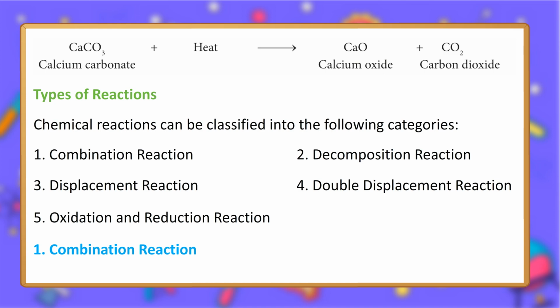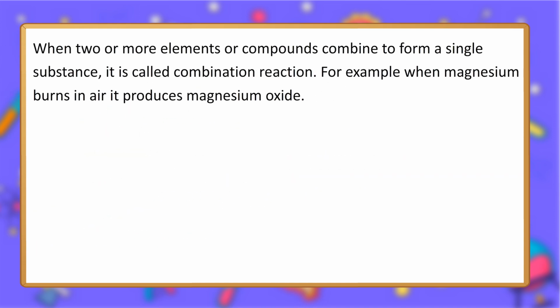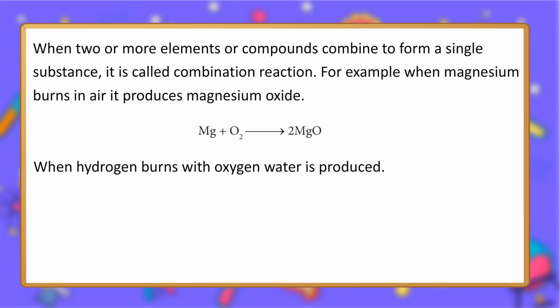1. Combination reaction. When two or more elements or compounds combine to form a single substance, it is called a combination reaction. For example, when magnesium burns in air, it produces magnesium oxide. Mg plus O2 gives MgO. When hydrogen burns with oxygen, water is produced. 2H2 plus O2 gives 2H2O.